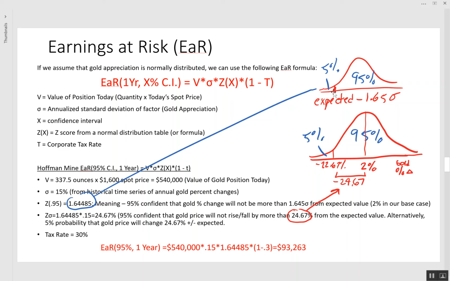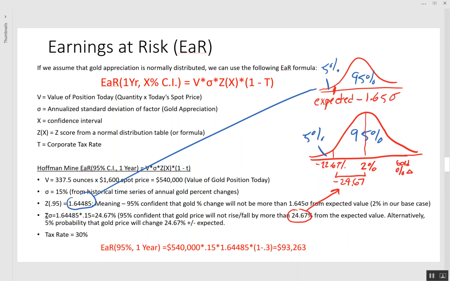What that means from a Z one-tail test table is that, and I should have started off by saying this formula only works for a normal distribution of the variable, gold appreciation, we are 95% confident of not having a 1.65 standard deviation adverse change in the variable, in this case gold. Or there's a 5% chance we will have a 1.65 standard deviation change from the expected.